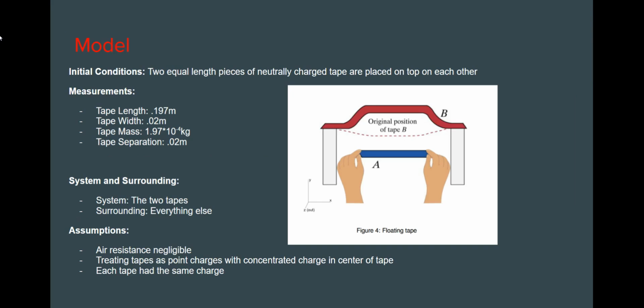The measurements, system, and surroundings and assumptions are mostly the same as Lab 1, those being the tape's length at 0.197 meters, the width at 0.02 meters, and the mass at 1.97 times 10 to the negative 4 kilograms, while the separation between the tapes was 0.02 meters. Then the system consists of the two tapes, while the surrounding was everything else in the room. And finally, the assumptions were air resistance being negligible, each tape containing the same charge, but one thing that changed in the assumptions was that each tape was assumed to have an evenly distributed charge as opposed to a concentrated point charge.